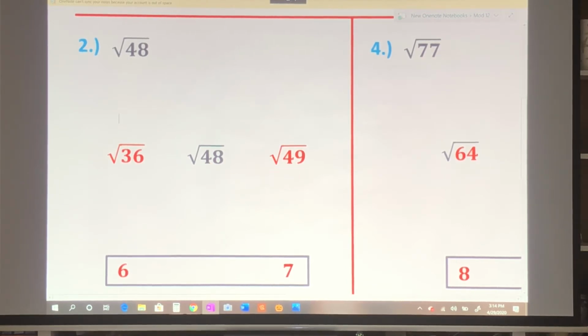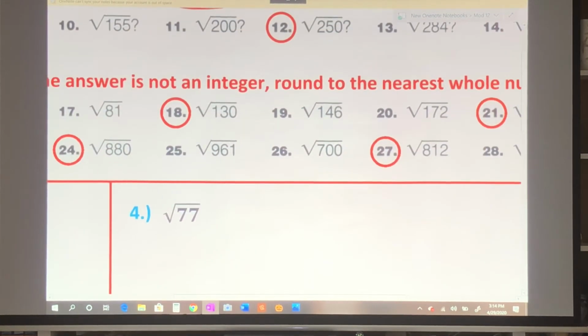Okay, for number 4, it was 77. What's close to 77? Oh, 81 is right next door. That's going to be 9. The next number down is 8, and if I square it, I'm going to get 64 up there. Okay.